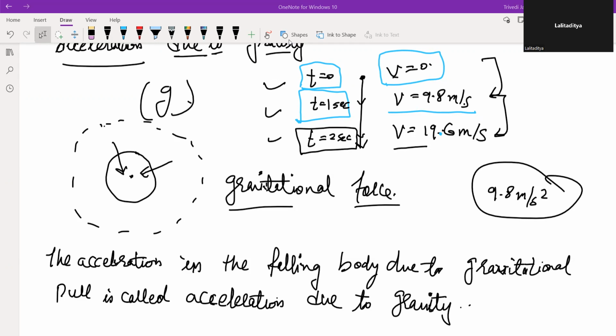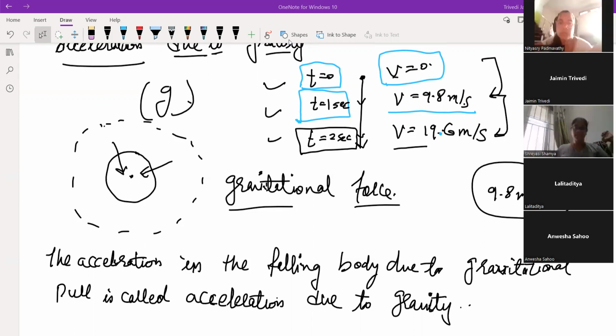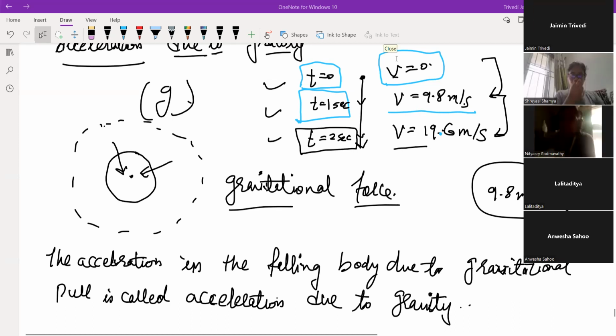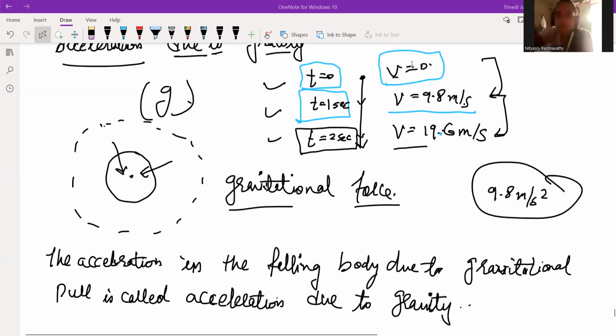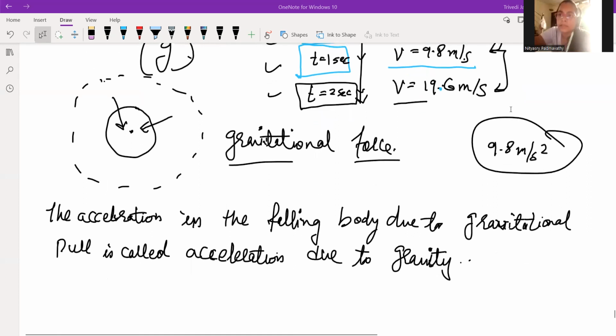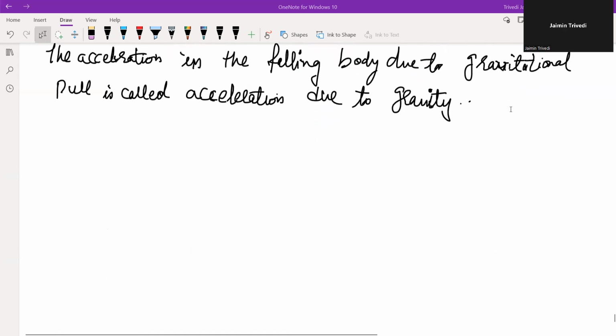Okay, Nityashree, yes. Say something. You are on mute, Nityashree. Sorry, sir, I raised my hand when you were asking a question to Lalit. You wanted to answer that question? Yes, at that time I knew the answer, so I raised my hand. Fine. Very good.